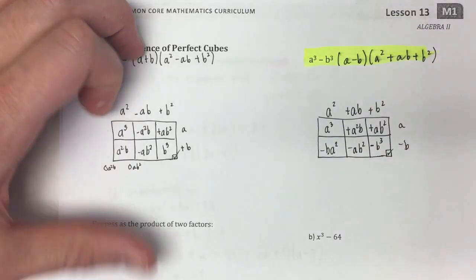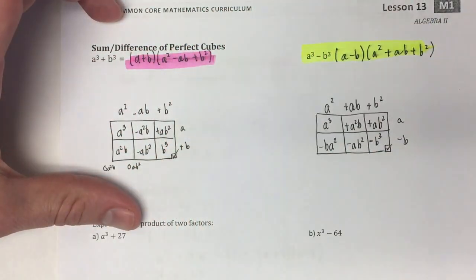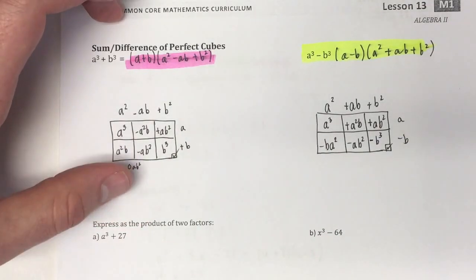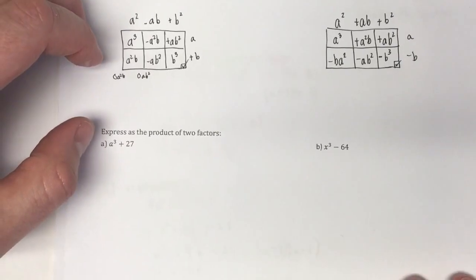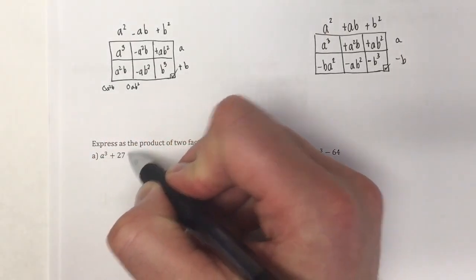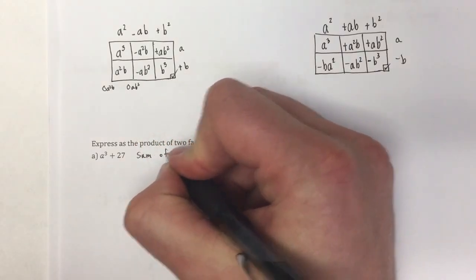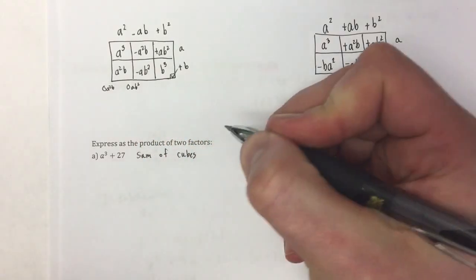And I'd pause the video right now and make sure I had written down these two equations, because they're going to provide the structure we need when we see a difference or a sum of cubes. And I want to give you one example to work with. And so as I'm looking at this, I have a cubed plus 27. So I understand this is a sum of cubes.